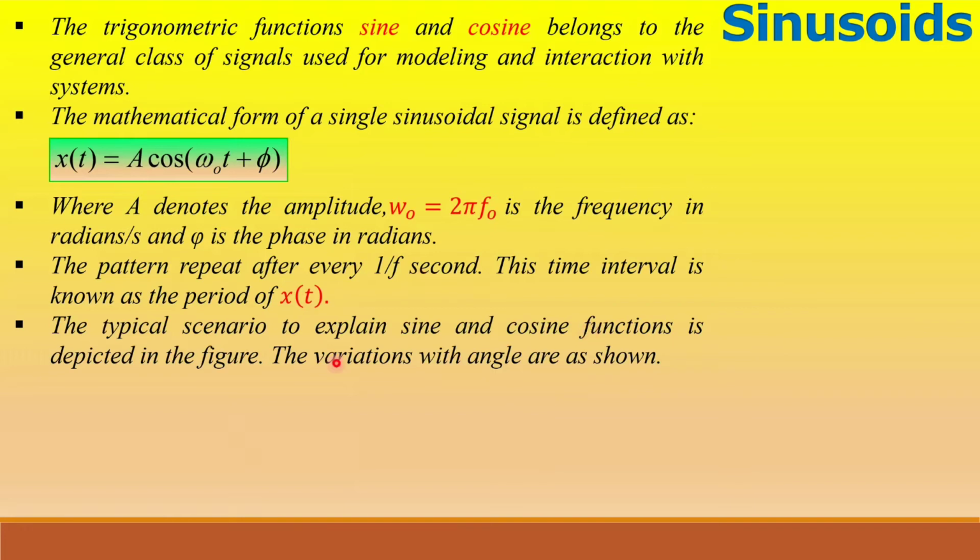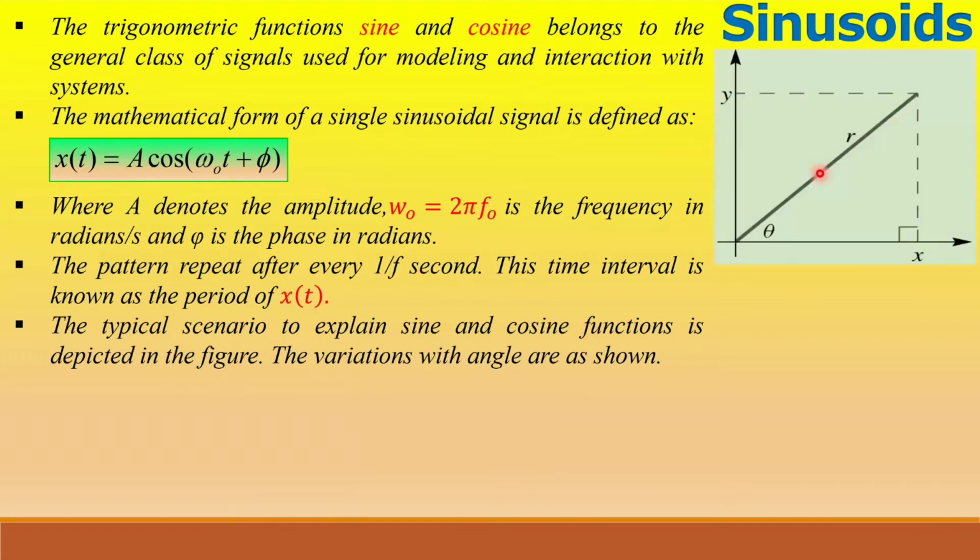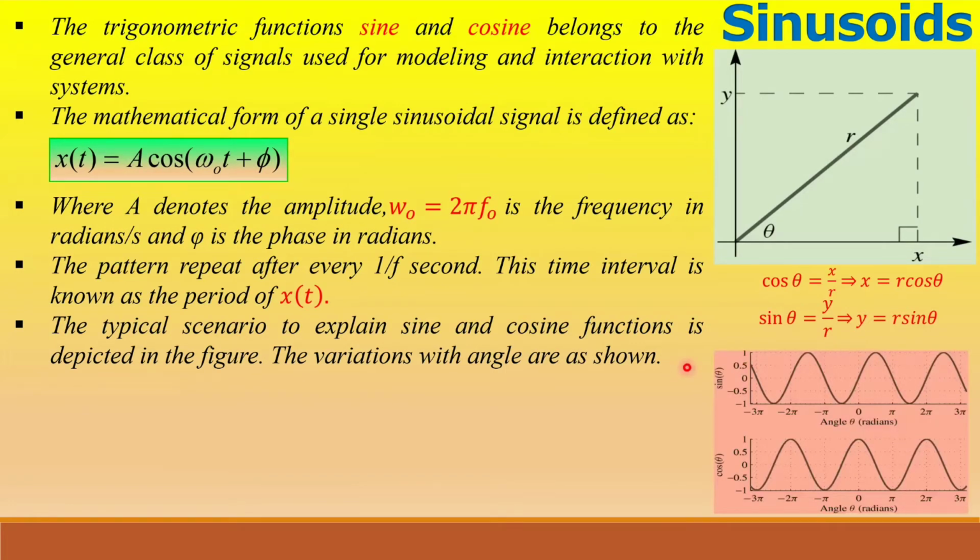The typical scenario to explain sine and cosine functions is depicted in the figure. The right-angle triangle, formed in the first quadrant, has sides of lengths x and y, and hypotenuse r. The cosine of the angle theta is defined as the base x divided by the hypotenuse r, and the sine of the angle theta is defined as the perpendicular y divided by the hypotenuse r. The variations of sine and cosine functions with angle are shown.